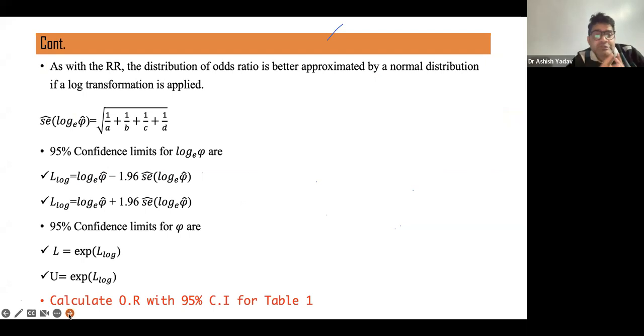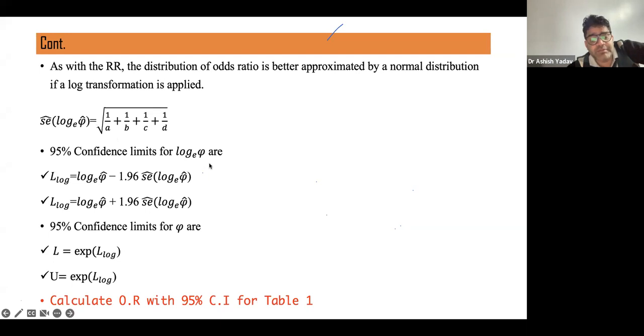As with RR, the distribution of the odds ratio is better approximated by a normal distribution if a log transformation is applied. Whenever we take a ratio of odds, or the ratio of risk, the relative risk, the data becomes a little skewed. So we need to transform it, and that's why we take a log value. To get the absolute value, we again take the exponential. The standard error for the log of the odds ratio is the square root of 1 upon a plus 1 upon b plus 1 upon c plus 1 upon d.